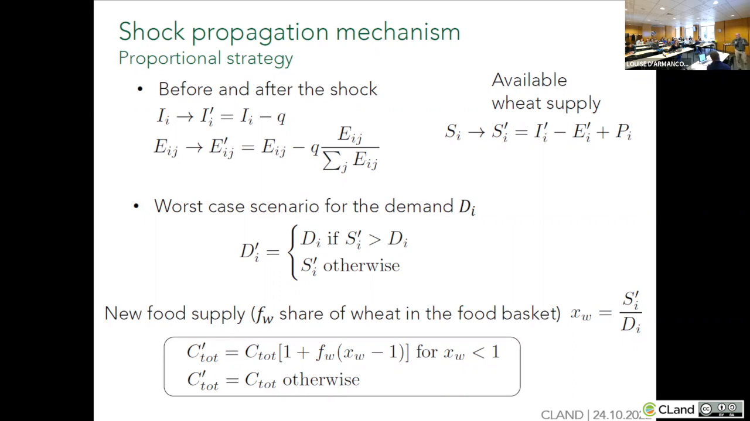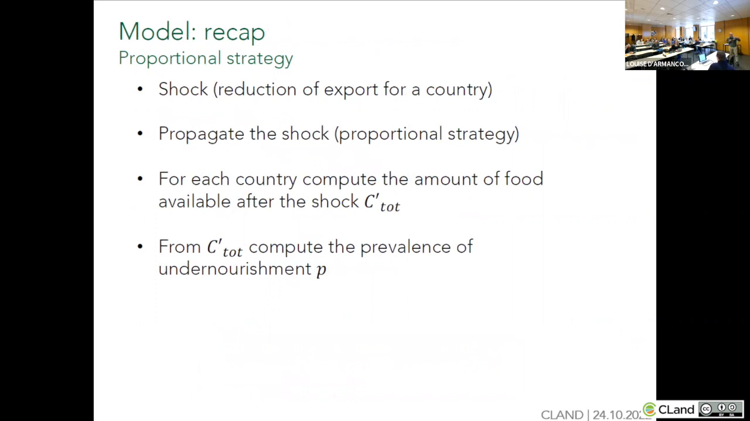So the main idea of this simple model is this one. You have a shock. Here, what we'll see today is the reduction of Ukrainian export of wheat. And you propagate the shock recursively, with the mechanism I told you about: a proportional reduction, so less import means less export. For each country, you then have a new amount of total food available. From this total amount after the shock, you are able to compute the prevalence of undernourishment, so the fraction of people below the minimum threshold. So that's the main idea. In principle, it's simple.